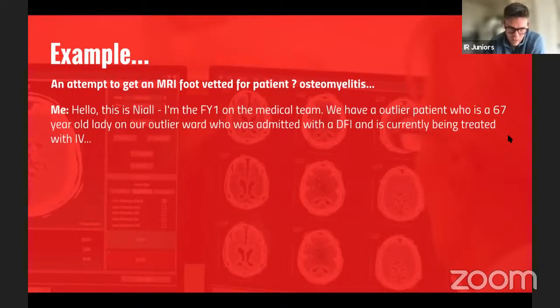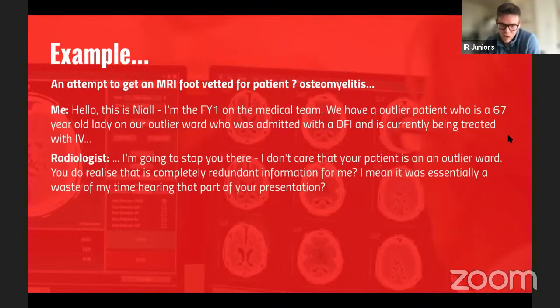And before I could say anything else, the radiologist just stopped me and essentially said that telling me that this patient is an outlier is completely redundant information for me, and you're wasting my time telling me that part. So I was there ready to go into my SBAR, and I was completely cut off.